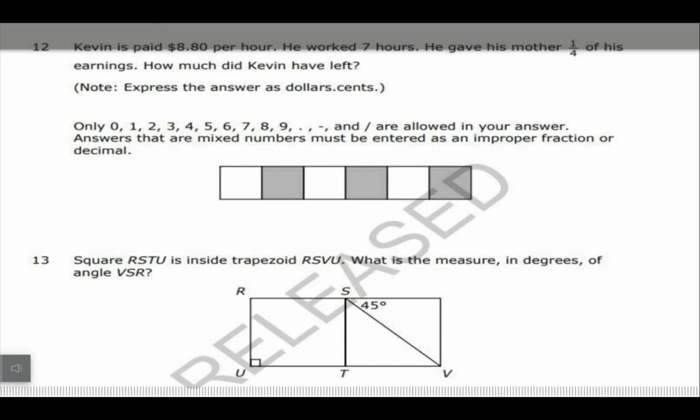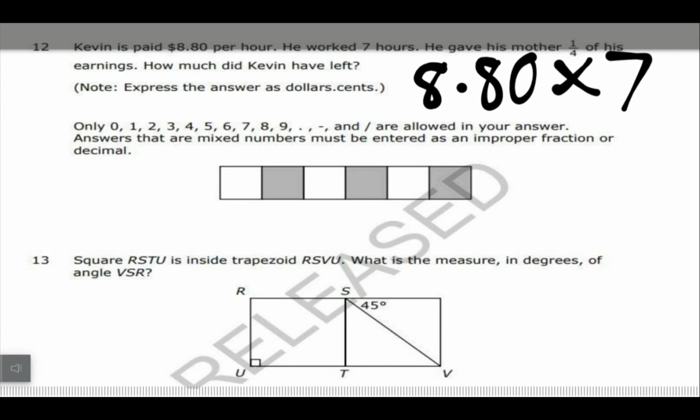All right, for number 12, dealing with money, so it said Kevin is paid $8.80 per hour. He worked 7 hours. He gave his mother 1/4 of his earnings. How much did Kevin have left? Really, there's a couple ways you can do this. I guess I'm going to do what I would call the shortcut method for this.